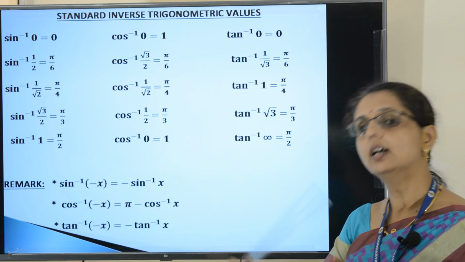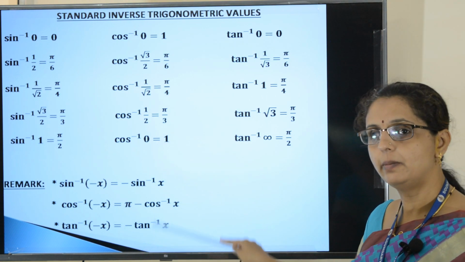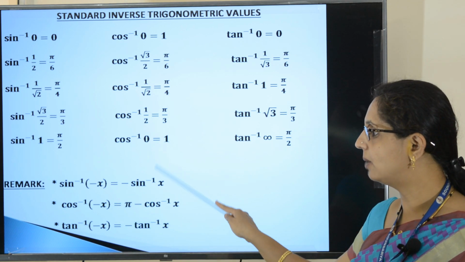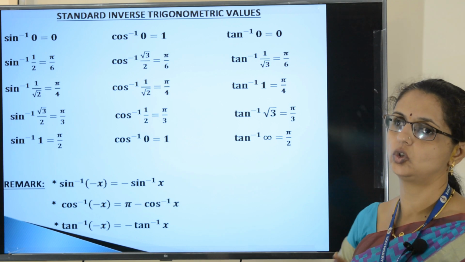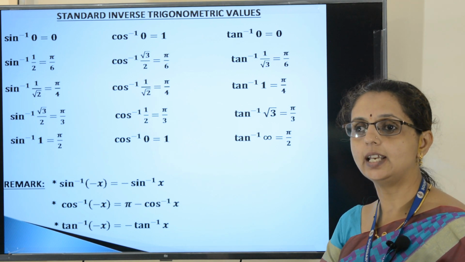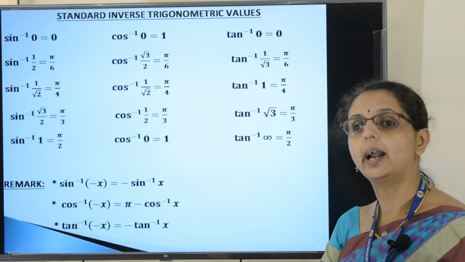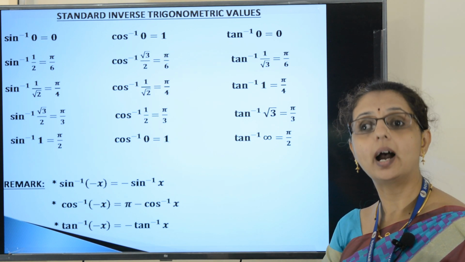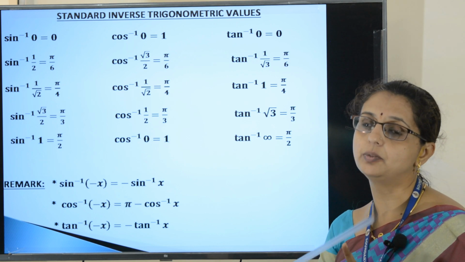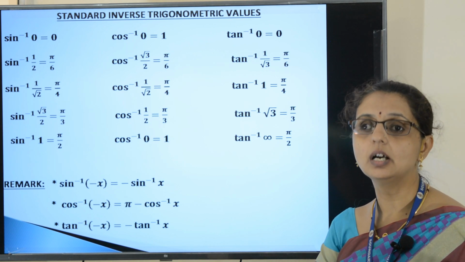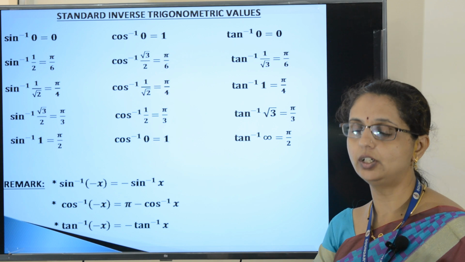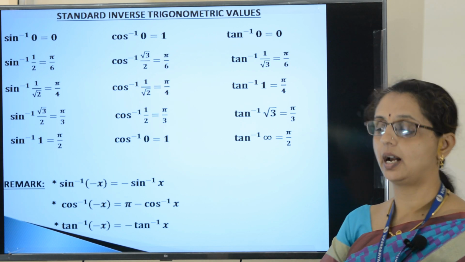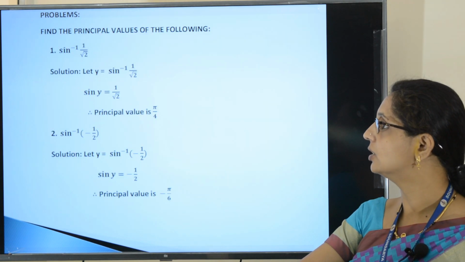And not only this, these three properties will also be proved in the next classes. These have to be remembered by the students in order to solve the problems. Sine inverse of minus x is minus sine inverse x. Tan inverse of minus x is minus tan inverse of x. But observe, in the case of cos inverse, it gets a little different. Cos inverse of minus x is pi minus cos inverse of x.